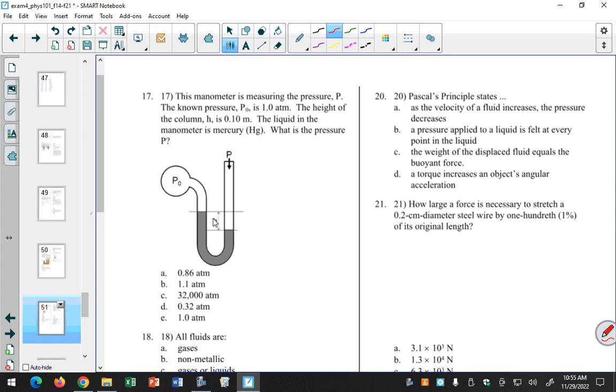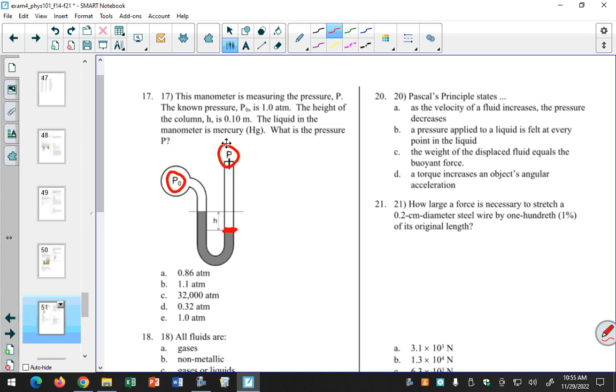So manometers, usually manometers and barometers. I want to know here, what is the pressure P? The first thing when you encounter one of these is ask, is this pressure bigger or smaller than this pressure? You can tell by the relative levels of the fluid in the manometer or the barometer. This is a manometer, but a barometer is really similar. A barometer is just different in that P naught is 0, a vacuum, and a manometer is not. So the one with the lower level, that's the bigger pressure.